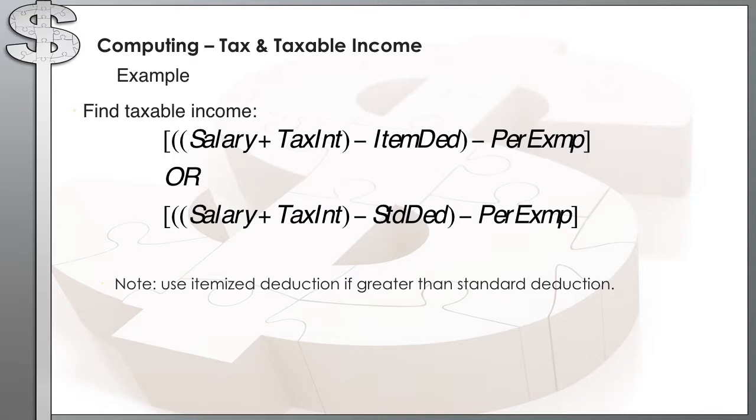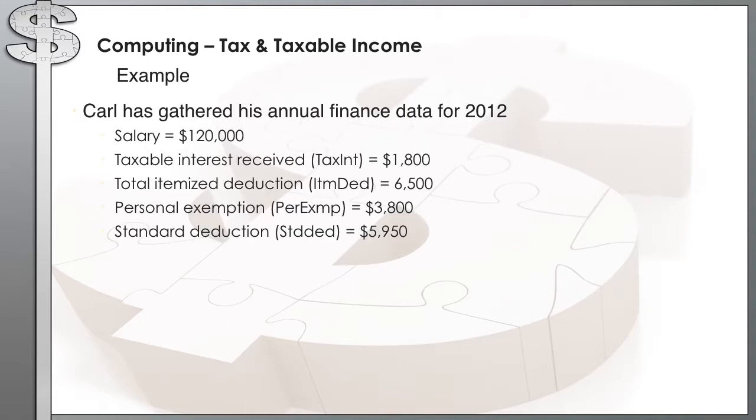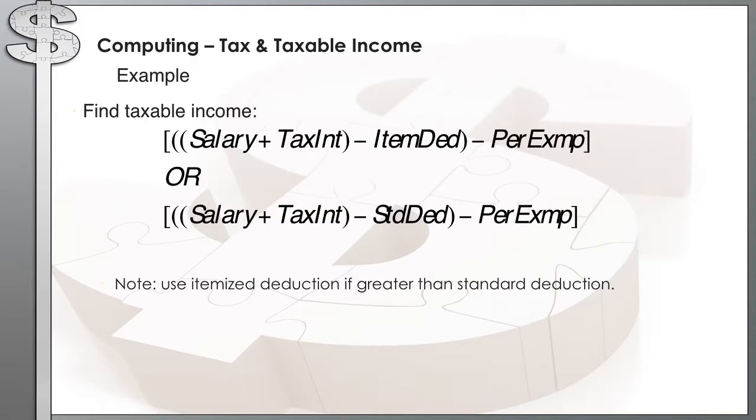And you'll notice I have a note here that basically says use the itemized deduction if it's greater than the standard deduction. So we have the salary plus taxable interest minus itemized deduction minus personal exemptions, or salary plus taxable interest minus the standard deduction minus personal exemptions. Since Carl's itemized deduction is greater than his standard deduction, we're going to use the itemized deduction.